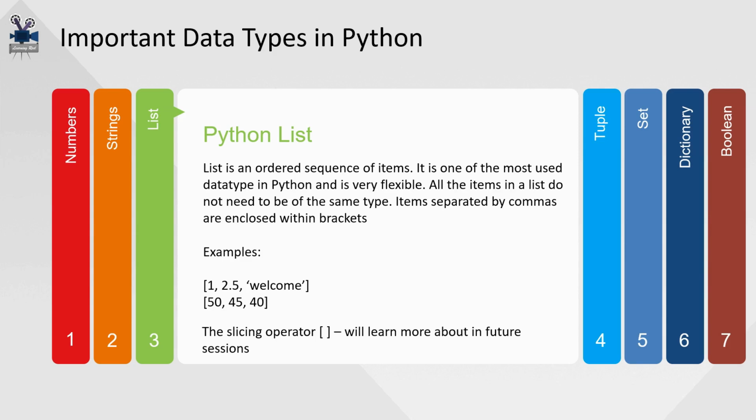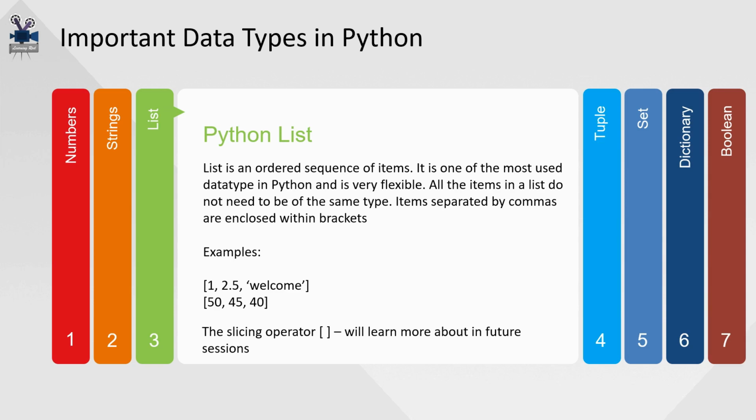So let's take the first one here, which is list. As I said, a list is an ordered sequence of items. It is one of the most used data types in Python and is very flexible. All the items in a list do not need to be of the same type. Items are separated by commas and enclosed within brackets. So here you can see some examples. In square brackets, you can see the number 1, comma, 2.5, and in single quotes, welcome; and 50, 45, and 40 in another example.